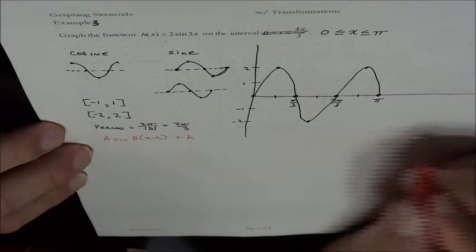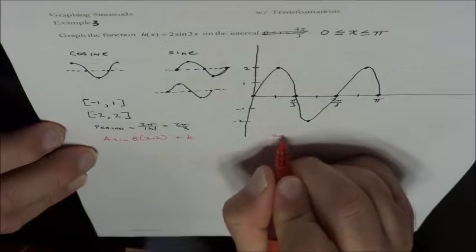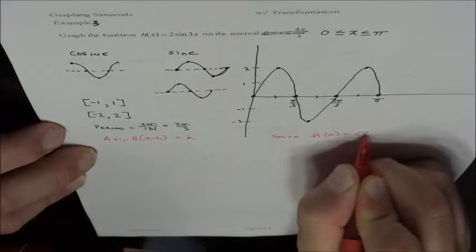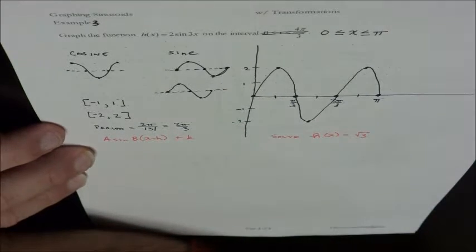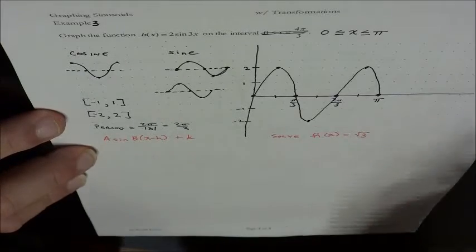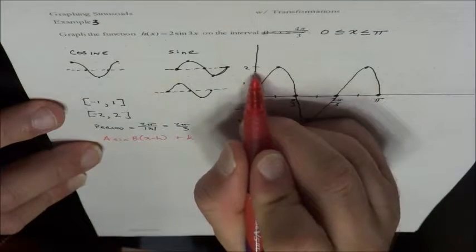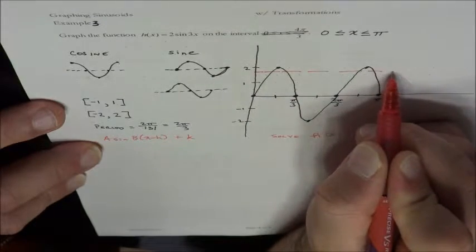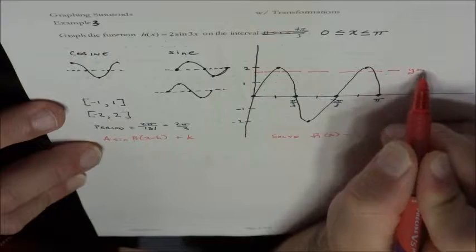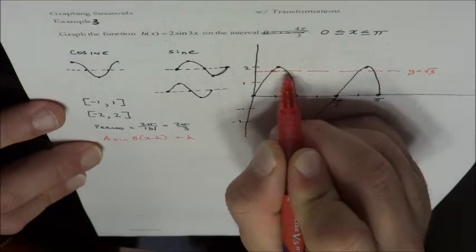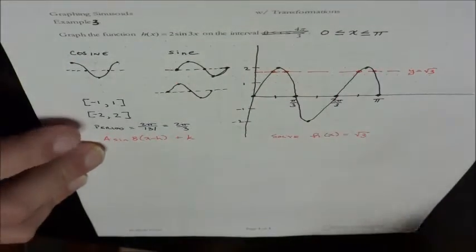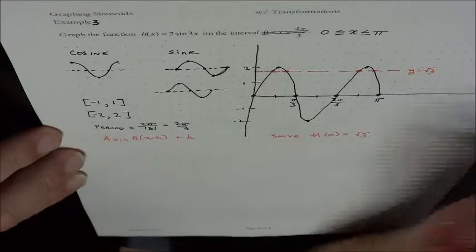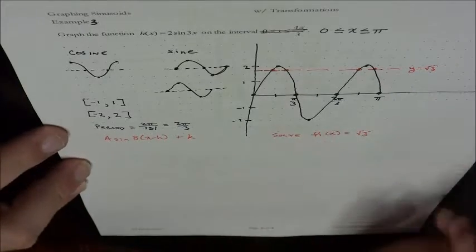But what if we wanted to solve h of x is equal to the square root of 3? If we want to solve h of x is equal to the square root of 3, we could think of it as the intersection with the line y equals root 3, right? And if I'm looking on this interval, it seems that I have 4 solutions. Okay, so how am I going to solve this?